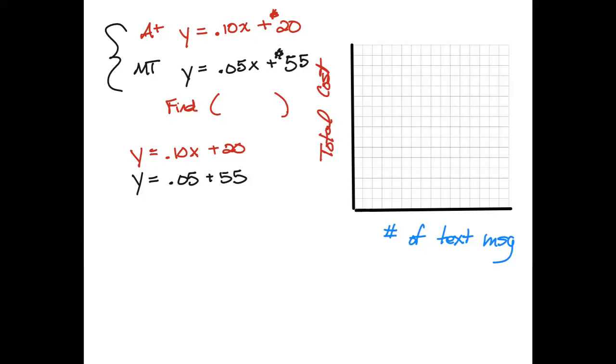Because this is so low, 10 cents. So if we're talking about 10 messages, that would be a total of $21. So my thinking is I want to see where they do cross so I know kind of how big this graph is going to be. Does that make sense? That's the only reason.